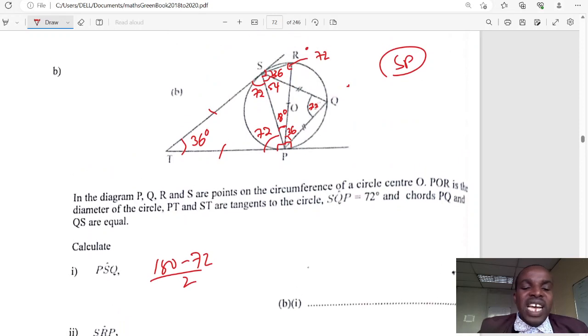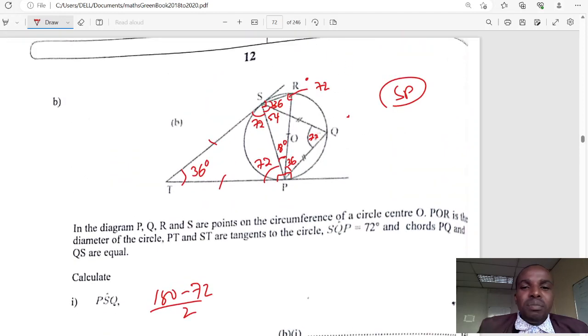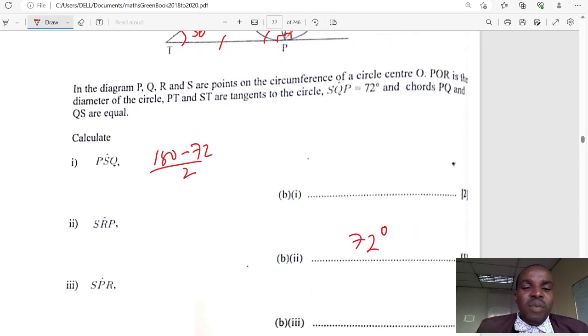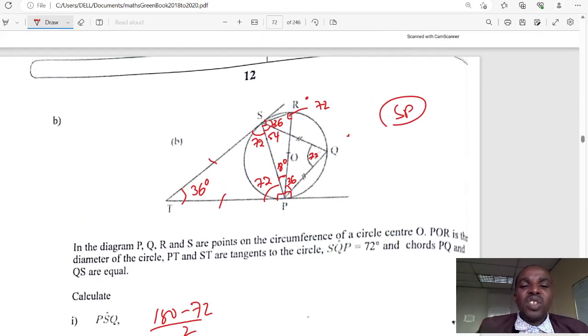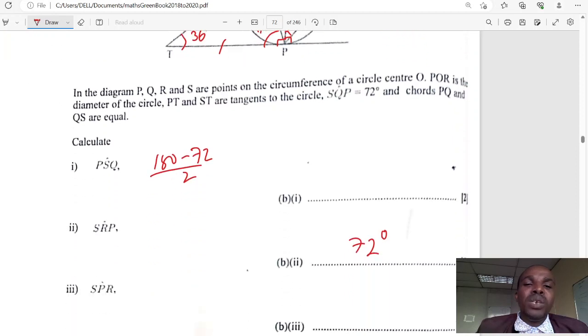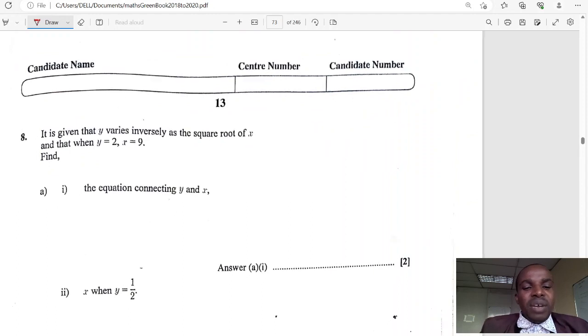So if you want to find SRP, you have 72 degrees, the angle subtended by the same chord. Then SPR is 18 degrees. You found it, it's 54 minus 36. Then PTS is 36, so you have to find the angles in that triangle PTS first. Done.